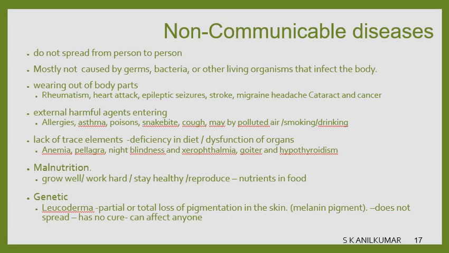Then lack of trace elements. That means what? Deficiency in the diet or malnutrition. That means there are certain things which we need in small quantities in our body. If that is not there, it will cause diseases. For example, night blindness is caused by a certain deficiency. Goiter or thyroid is caused by a certain deficiency. Anemia in the blood is caused by a certain deficiency. So these are lack of certain elements. Sometimes we will be able to remedy this by having vitamin tablets, right?